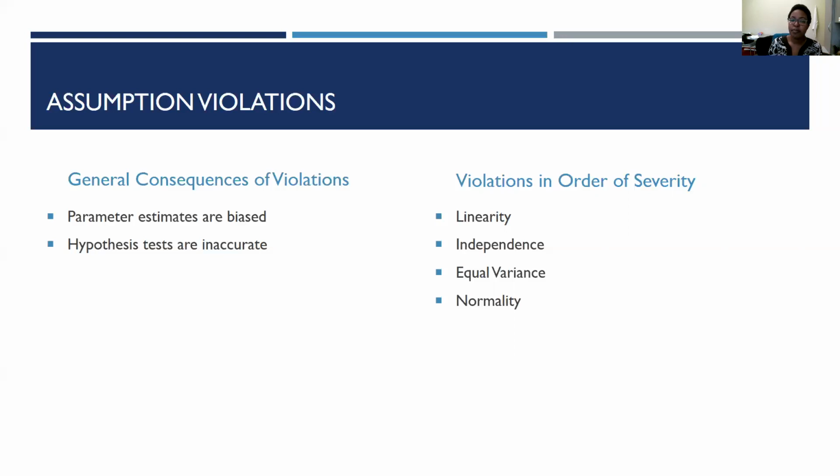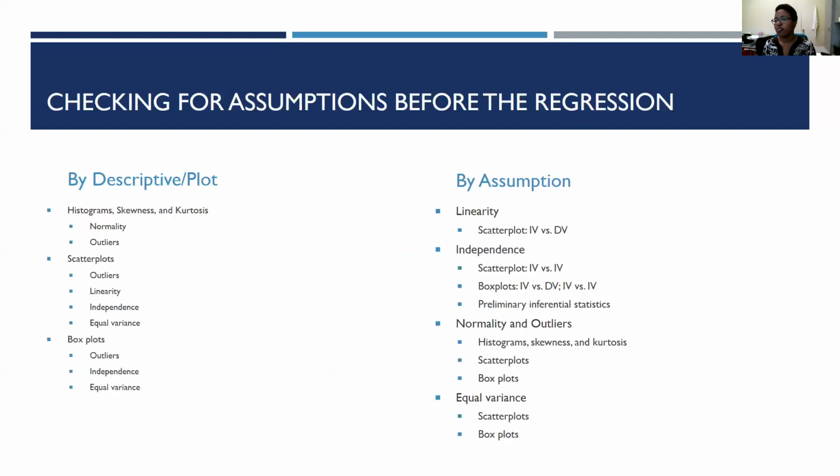But our hypothesis test might also end up being inaccurate in that we don't know if the estimate that we got is statistically significant or not. We're just not able to get enough precision there. So those are general consequences, and then for each assumption, I'll tell you about the more specific consequences. In terms of severity, violating linearity is the most terrible assumption to violate, followed by independence and then equal variance. And normality, it's actually pretty okay to violate that.